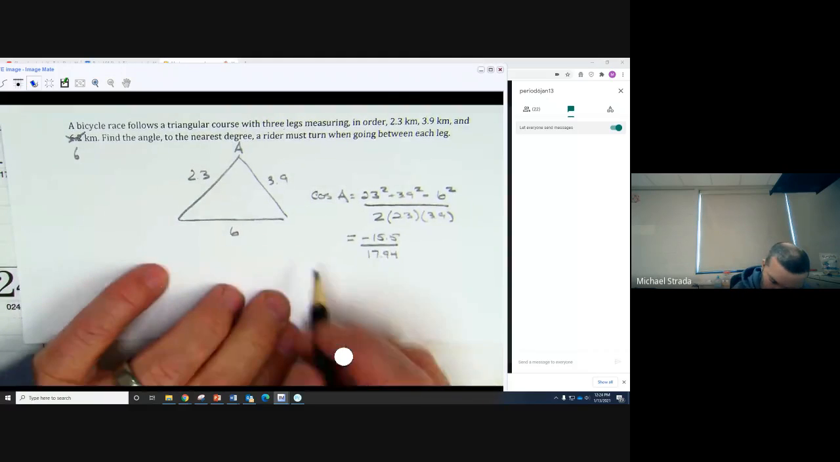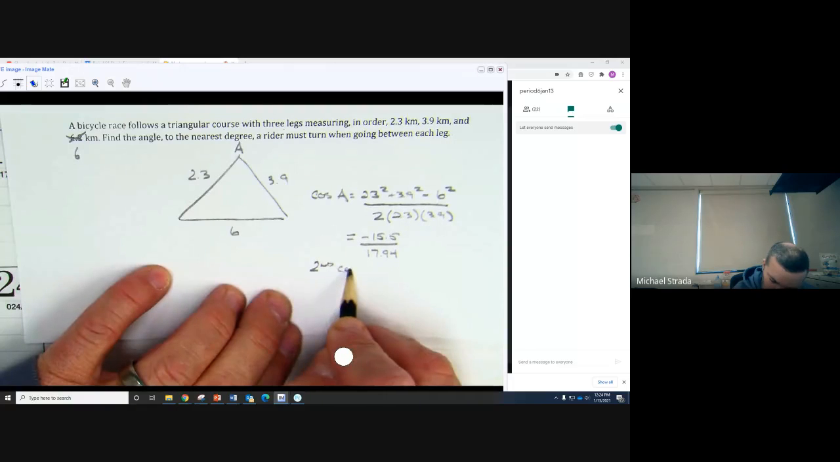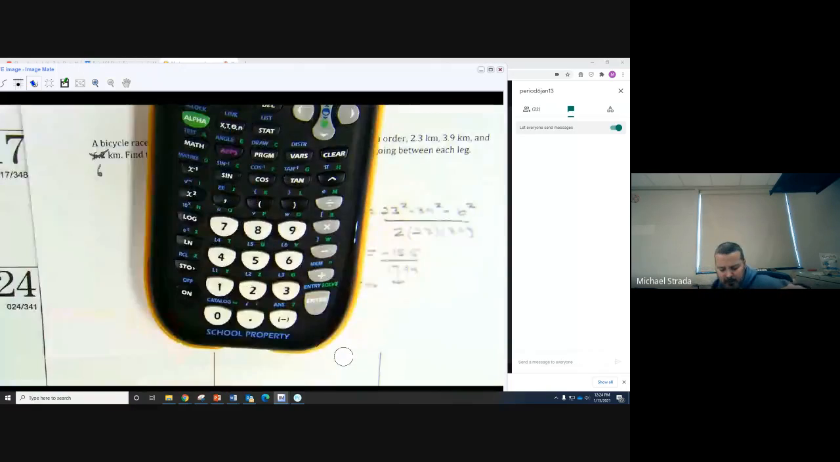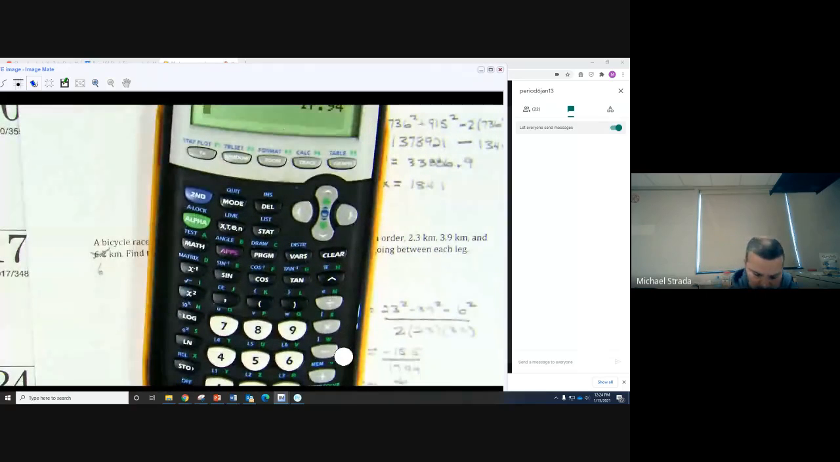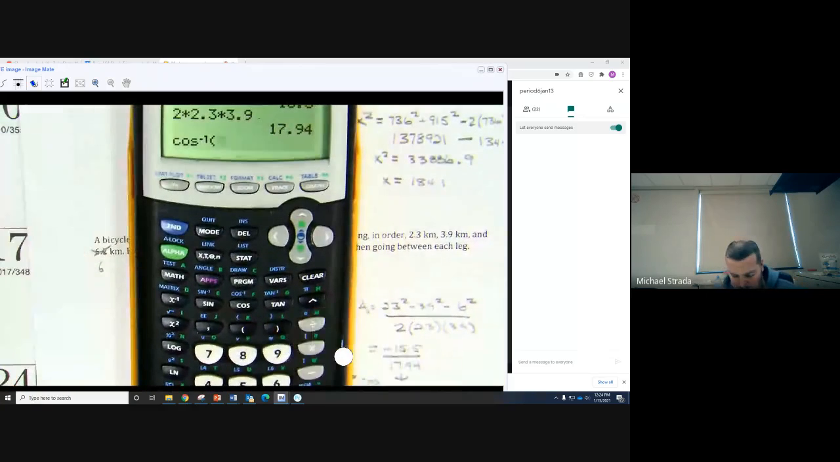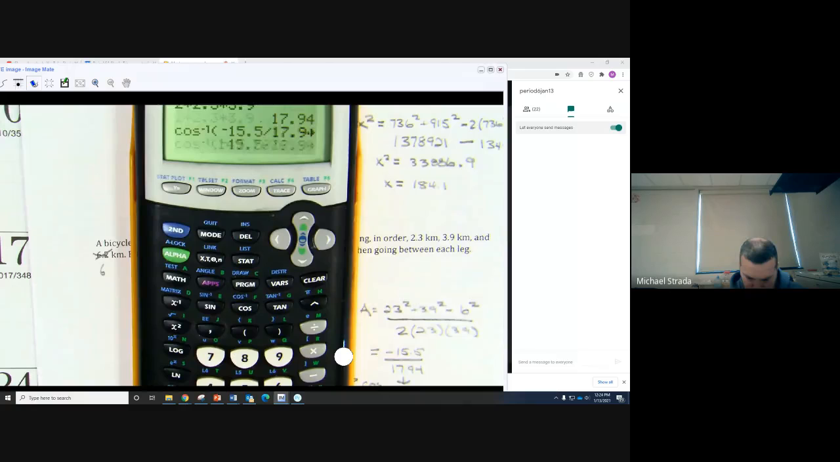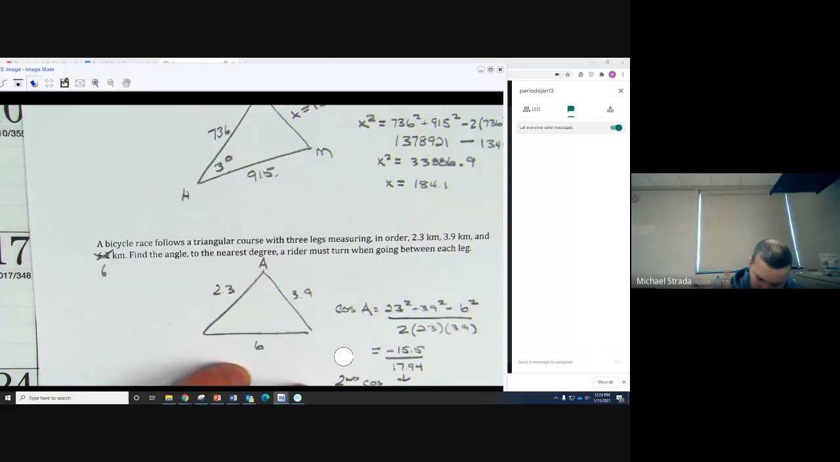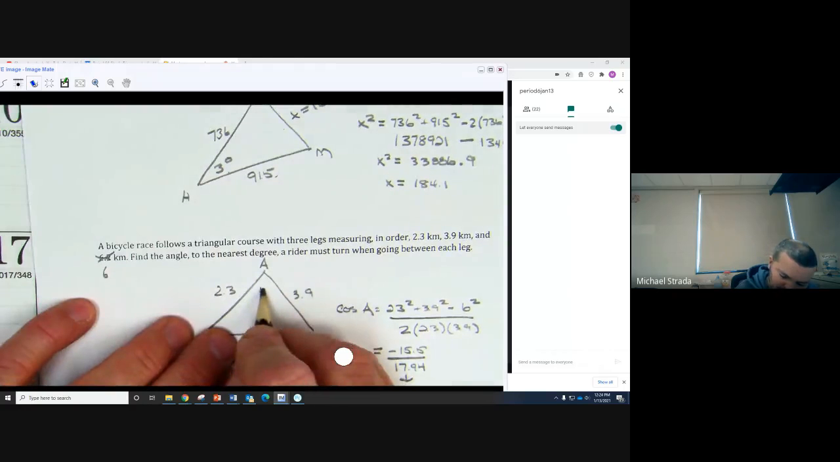I'm now going to do second cosine and then put that into the calculator. So second cosine, negative 15.5 divided by 17.94. And it gives me 149.8 degrees. Means my biggest angle is 149.8 degrees.